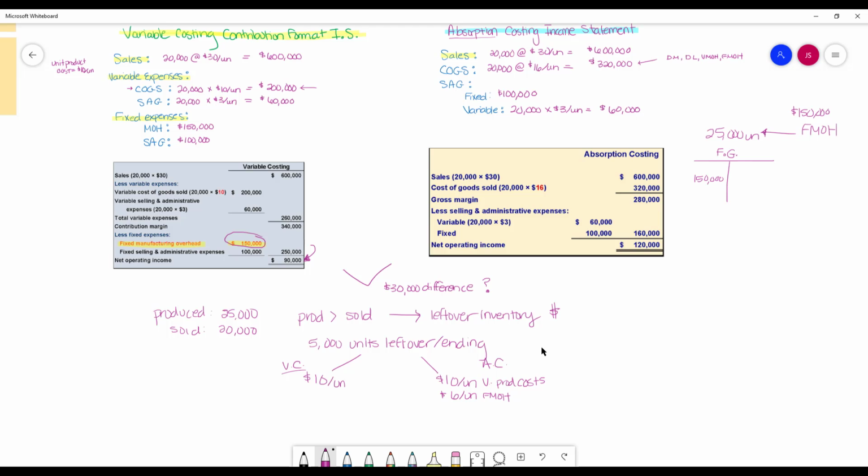But not all of that $150,000 of fixed overhead ended up flowing through to cost of goods sold, because we didn't sell all of the units that $150,000 is attached to. How much of that $150,000 actually ended up flowing through to cost of goods sold? Well, you can figure that out. Remember, we only sold 20,000 units, and each of them has $6 of fixed overhead attached to it.